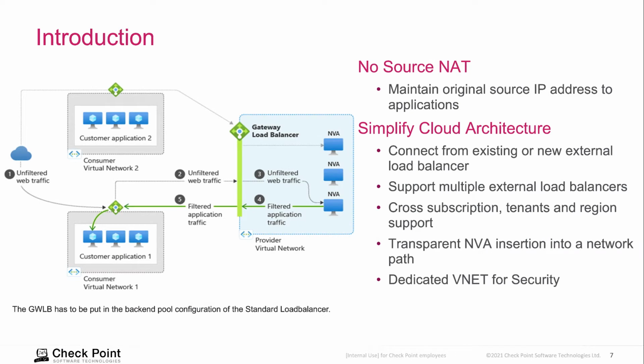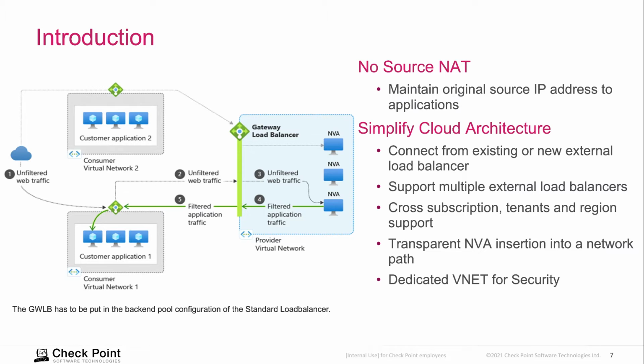Gateway Load Balancer is a type of load balancer which enables high performance and high availability scenarios for a network virtual appliance, like a next generation firewall. It allows Azure customers to enable transparent NVA insertion in a network path. Under the hood, the load balancer uses a VXLAN tunnel to encapsulate traffic between the load balancer and the security gateway.